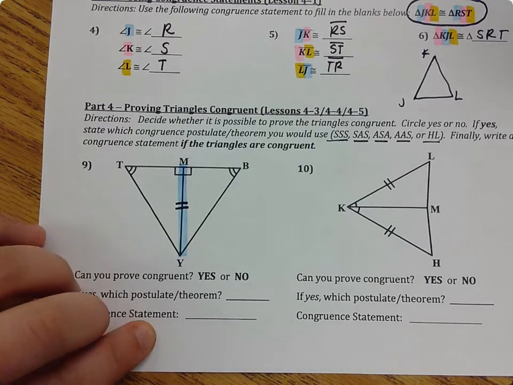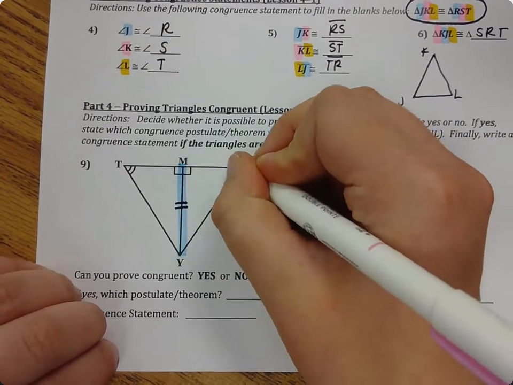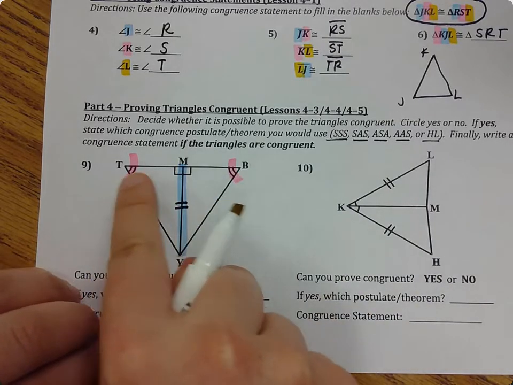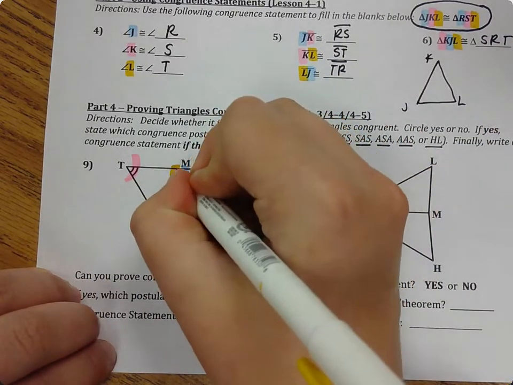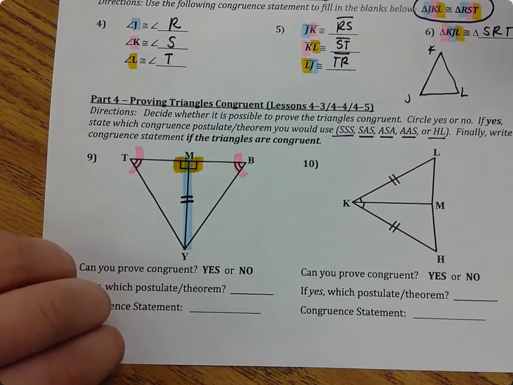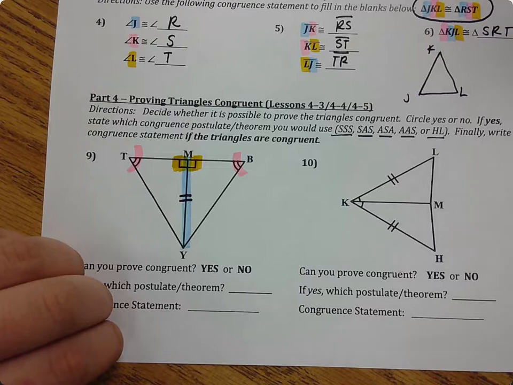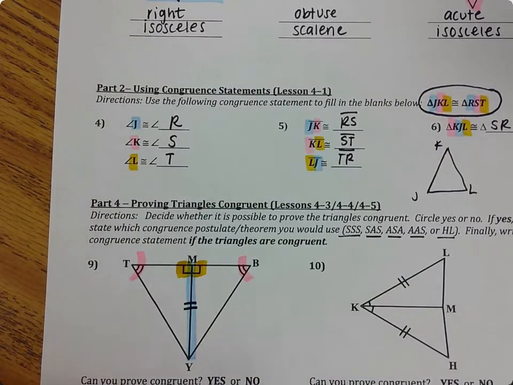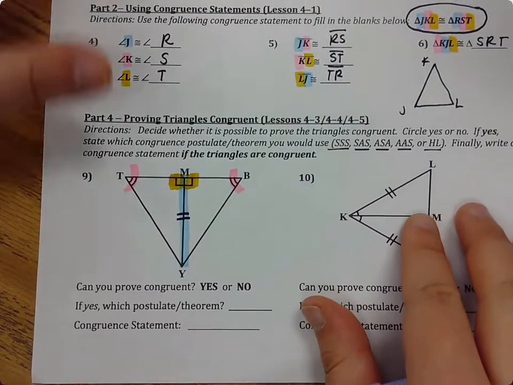And now that I've added my one piece of information, I'm going to take a look at what else is marked here. I've got an angle and an angle, and I've got an angle and an angle. So the first thing that I'm asking myself here, because I have a right triangle, is whether or not this is hypotenuse leg.